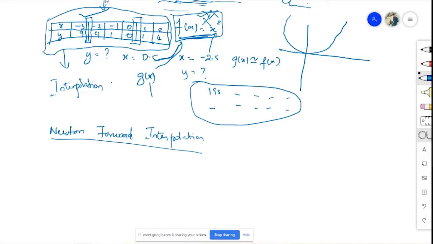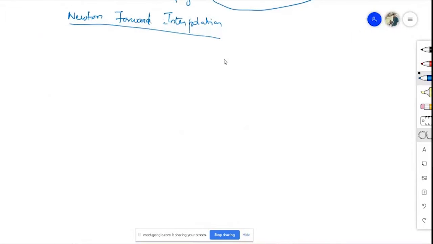The g of x that we find from this data is called the interpolating polynomial. The data is given, find its interpolating polynomial. If you substitute the value into it, you will get the value approximated to the actual one. So it is an approximation method only, as we studied. It is difficult to find the exact answer, we can't find the accurate answer, so there will be an error. Definitely in Newton's forward method there will be an error.